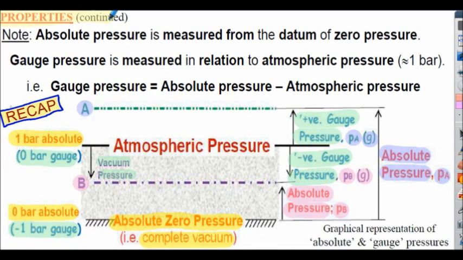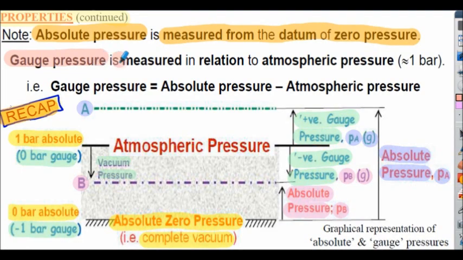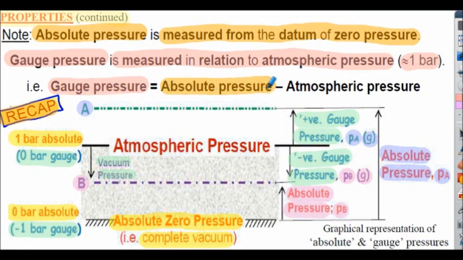Properties continued. Here's actually a recap slide from our previous presentation where we outline the difference between absolute pressure, which is measured from the datum of zero pressure, and gauge pressure, which is measured in relation to atmospheric pressure, which is approximately 1 bar. So gauge pressure is equal to absolute pressure minus atmospheric pressure. Again, these properties are considered in the previous hydrostatics presentation.